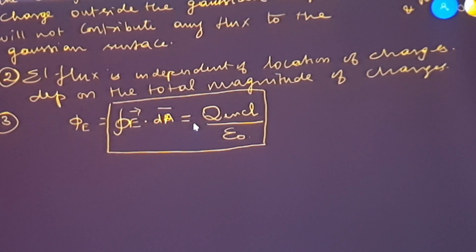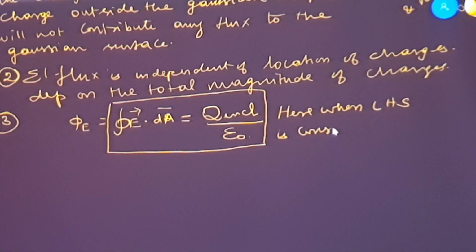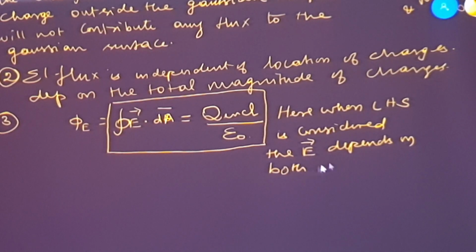Point number 3 states that on the left hand side of the equation, the electric field vector E is due to the charges present inside and outside. That is the total charges present. When LHS is considered, the value of the E vector depends on both charges inside and outside, that is, all charges available inside and outside.